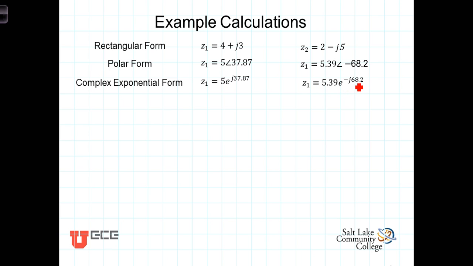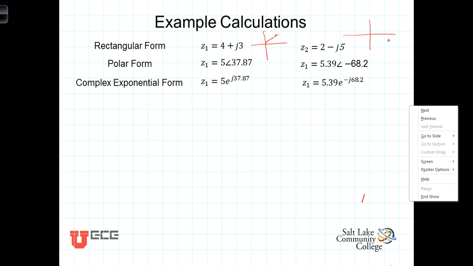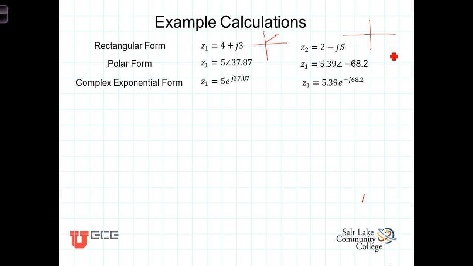And let's just plot these out, right here, just so that we can see what we have. In the complex plane, we're going over 4 and up 3, so it's about like that. And on this one, we're coming over 2 and going down 5, so maybe it's down here something like that for z2, and that's z1.